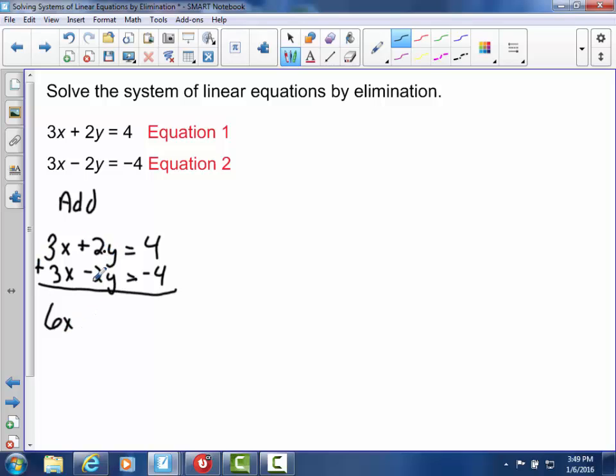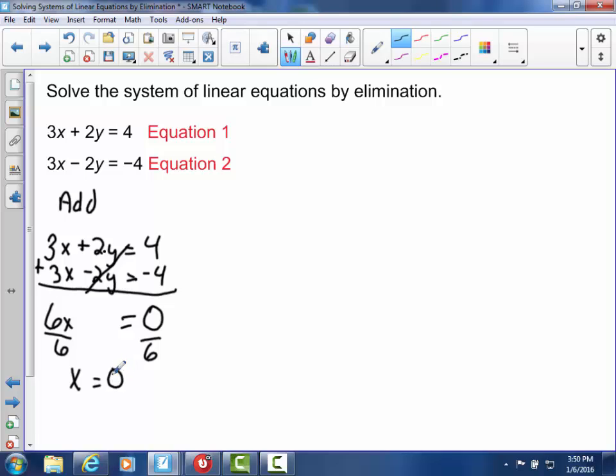Positive 2y plus -2y is 0, so they're no longer a factor. And then 4 plus -4 is 0. So then we would divide by 6, and x equals 0.